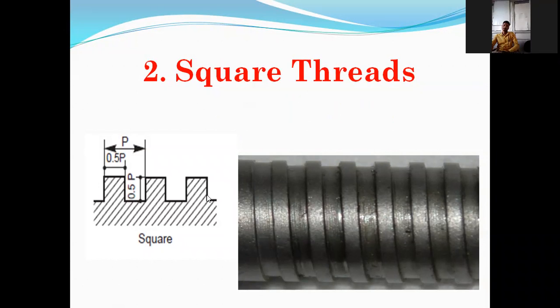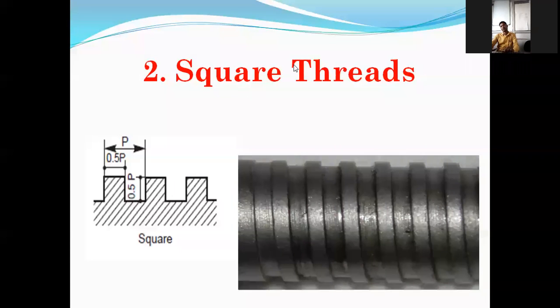Then what is the application? Whenever there is high load, square threads are used. So which are the components? Are you remembering? We have discussed the two components where square threads are used. For which two components is it used? Screw jack. Anybody remembering?